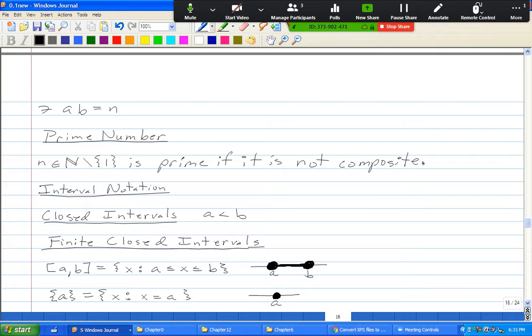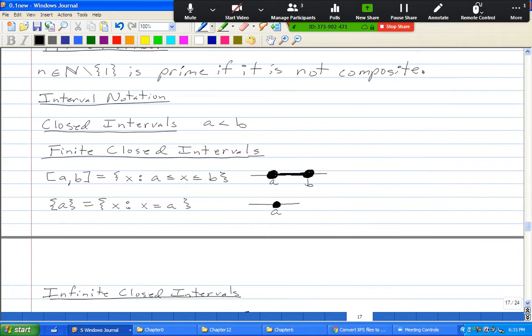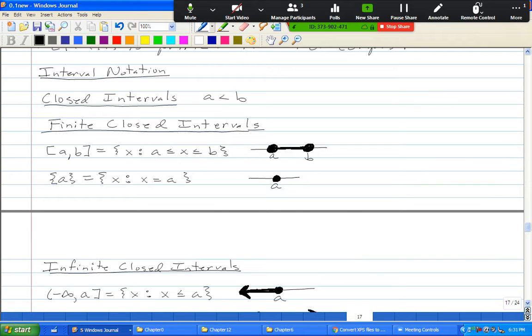In addition to that, we have the singleton A, which is just the set containing just the number A. So it's just that number A. Let's look at the infinite closed sets. The set of all numbers less than or equal to A is denoted by, well, I never include infinity, and so I have an open parenthesis, negative infinity, comma A with a closed bracket. So I include the number A, but I never include infinity.